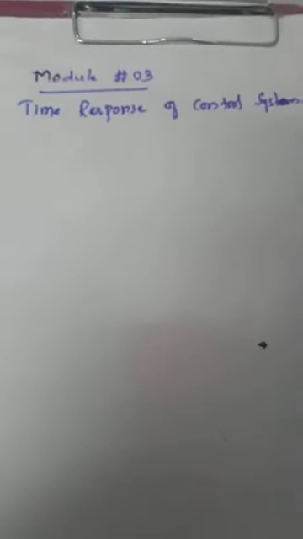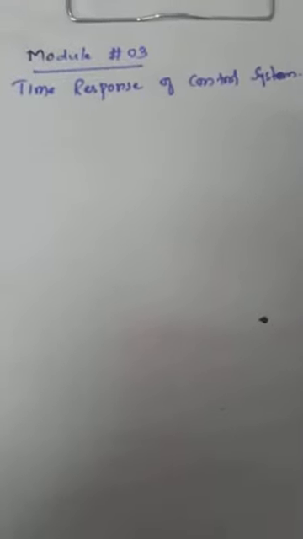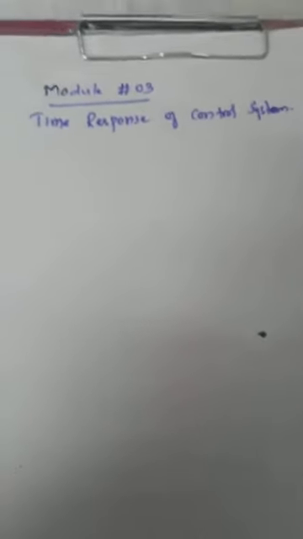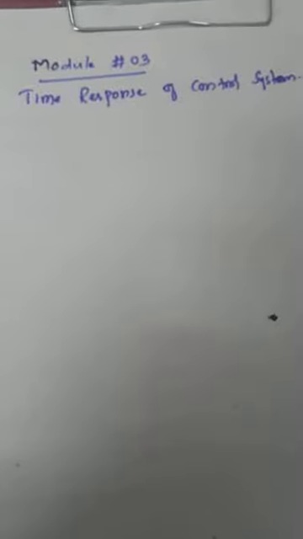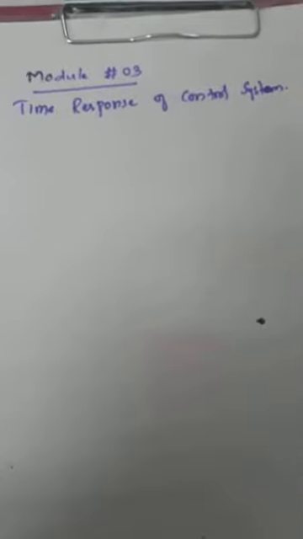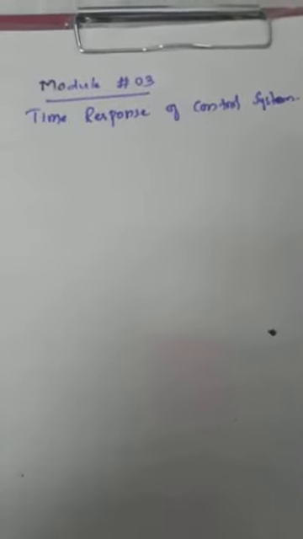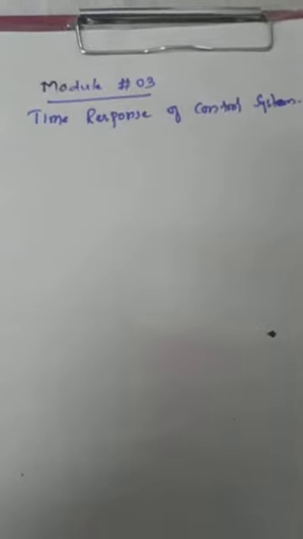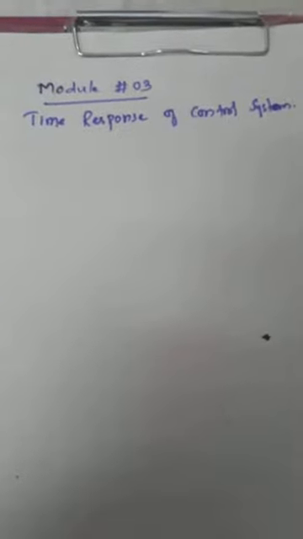Good morning, students. Today we'll start with Module 3 of the control system, that is the time response of a control system. Before going into detail about the module, we should know the definition of time response of a control system first. The response given by the system, which is a function of time, to the applied excitation is called the time response of the control system. I'll repeat: the response given by the system, which is a function of time, to the applied excitation is called the time response of the control system.